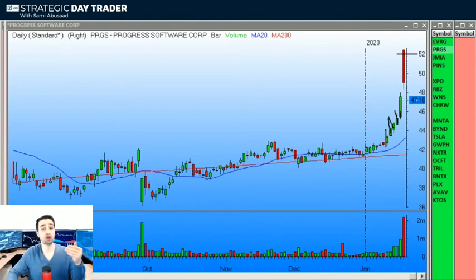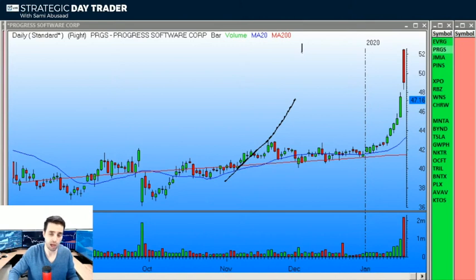Okay, so you want to look to short something like this, not to play it long, because the professionals have already bought it. And so when a stock moves up so much and then gaps up, guess what? That's probably the last batch of buyers rushing in to buy it. So you want to look to play it short, not long. So that's a really, really good gap.